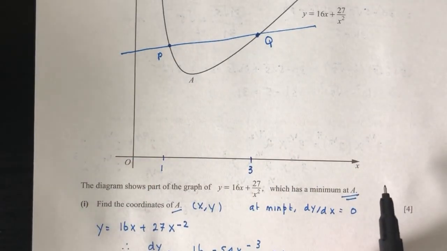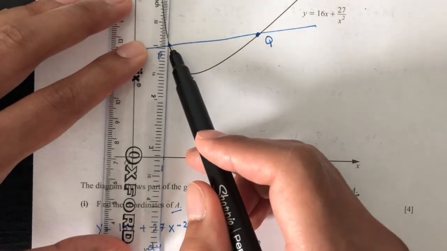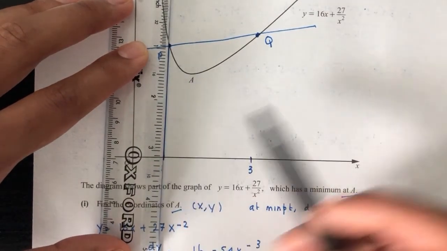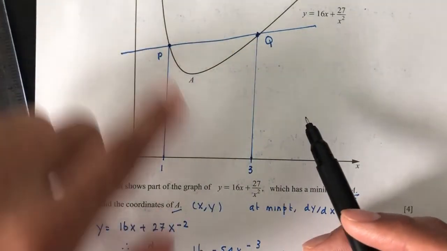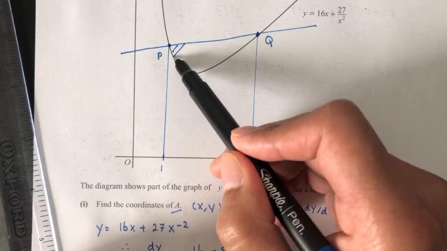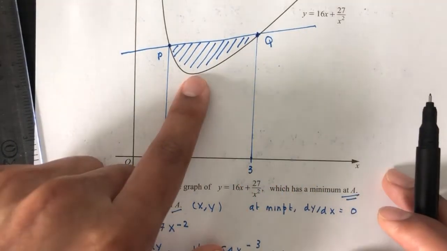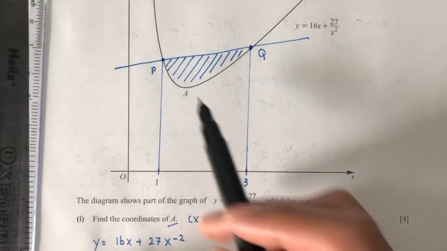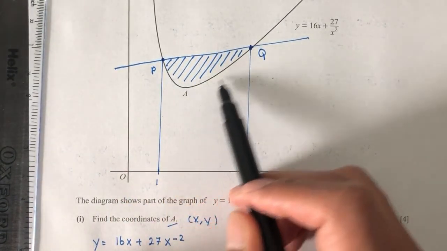is given to you. So the question actually is, we have to find the area. We have to find the area enclosed by the line and the curve. So we have to find this area. So how would you find this area? You have to first find area under the line, which is this big one, minus area under the curve.